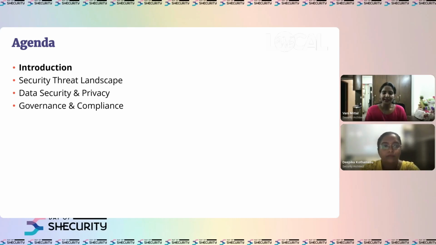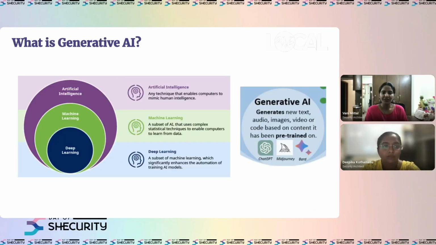So let's start with an overview of Gen AI. You might have heard of all of these terms: artificial intelligence, machine learning, deep learning, and of course, generative AI. Now, AI, in the simplest of terms, is any technique that enables computers to mimic human intelligence. Machine learning is a subset of AI that uses complex statistical techniques to enable computers to learn from data. You can think of machine learning as learning from a textbook where clear instructions and examples guide the understanding.